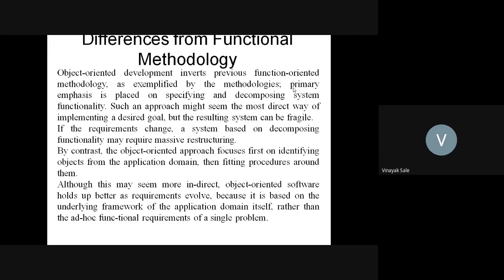By contrast, the object oriented approach focuses first on identifying objects from the application domain, then fitting procedures around them. Although this may seem more indirect, object oriented software holds up better as requirements evolve, because it is based on the underlying framework of the application domain rather than the ad hoc functional requirements of a single problem.